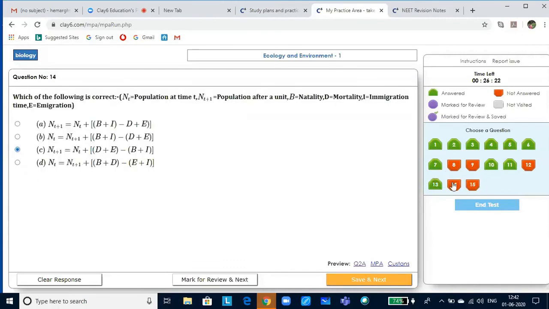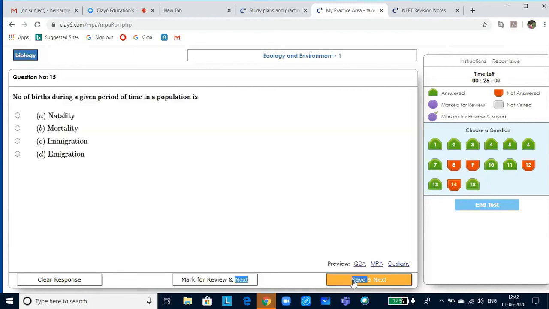Okay, 14th one. Which of the following is correct? That is N(t+1) is equal to N(t) plus B plus I minus D plus E. So this is the correct choice. The number of births during a given period of time in a population is called natality. So we can end the test here.